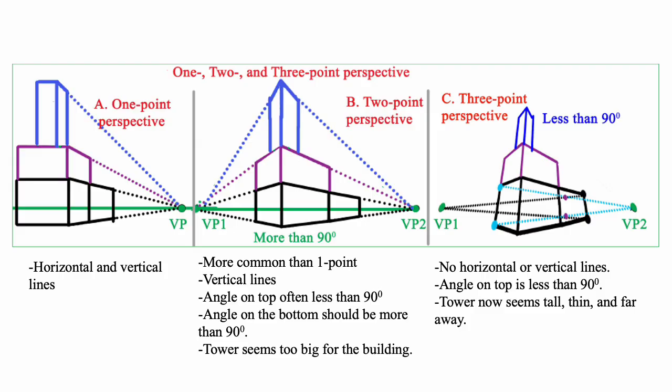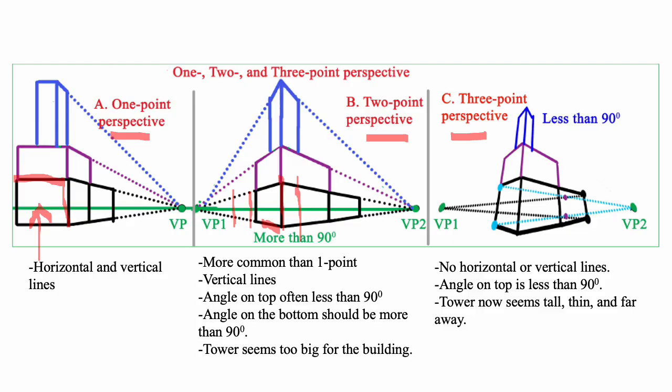I want to quickly review the main characteristics of 1-point, 2-point, and 3-point perspective. In 1-point perspective, this structure has true horizontal and vertical lines. In 2-point perspective, which is more common, we have vertical lines but no horizontal lines. And why I say it's more common is because it shows a corner. Think of all the different corners we could see, like one over here and one over here. There are an infinite number of 2-point perspective views, but only one orientation for a 1-point perspective view.